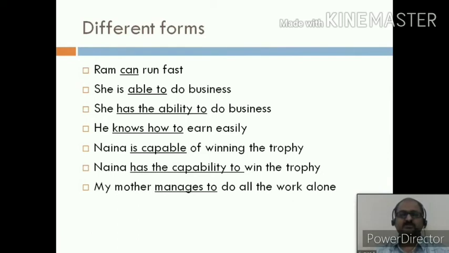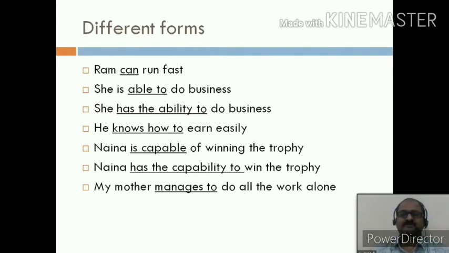Like she is able to do business. You can also say she can do business. So is able to, am able to, are able to. Able to is used along with is, am, are while we talk about our present abilities. So even when we use can, Ram can run fast. I can do this. She can cook. So all these refer to the present abilities. Your ability to do something in the present.